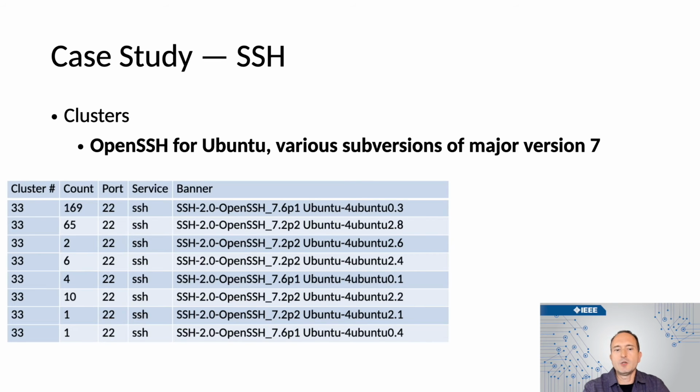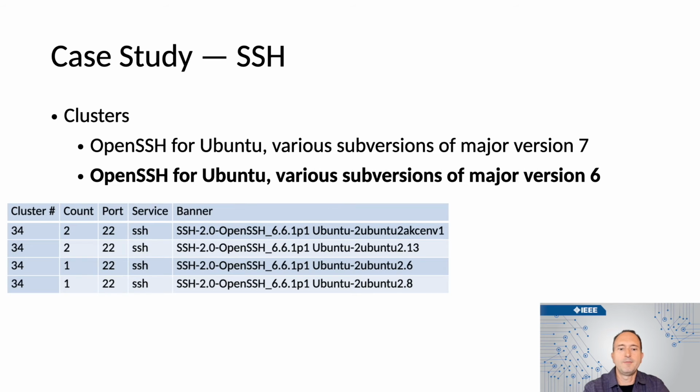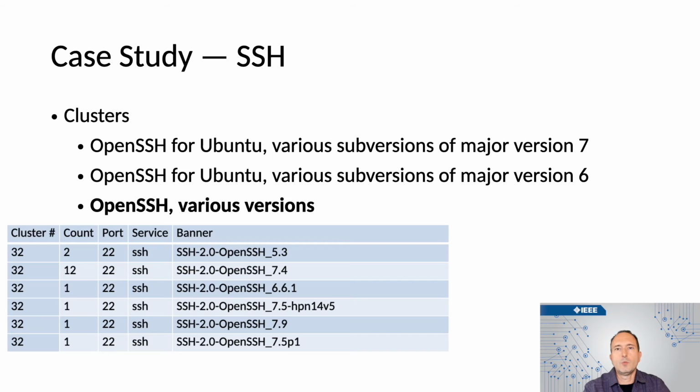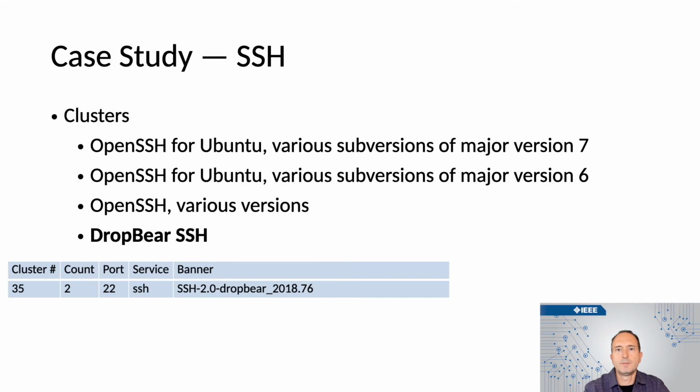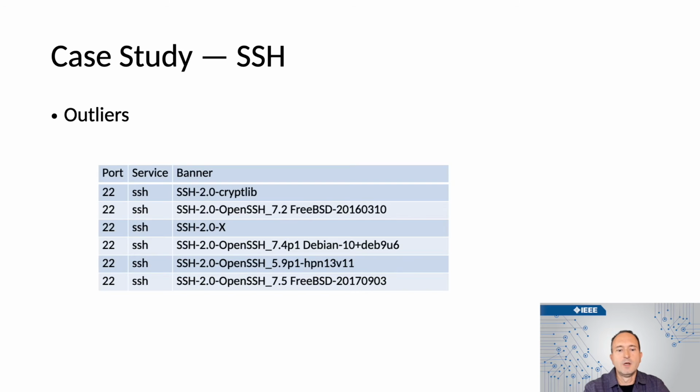Okay, so here's what we found when we clustered SSH. The biggest cluster was Ubuntu SSH at version 7. And then we found we had a few systems of version 6 too. Another cluster was just OpenSSH various versions, not Ubuntu, but there were several servers in this. And then we found 2 Dropbear servers. And then, of course, the outliers, various SSH servers. So what do we do with this?